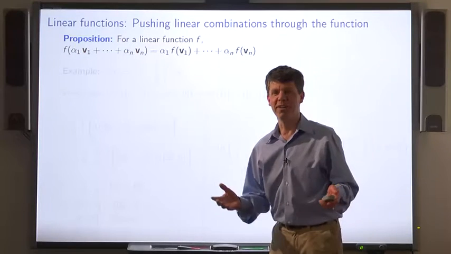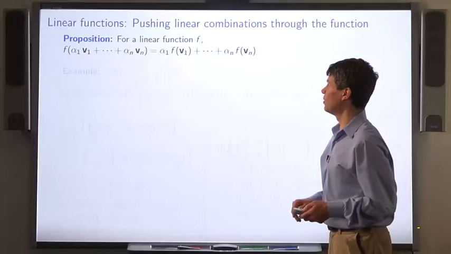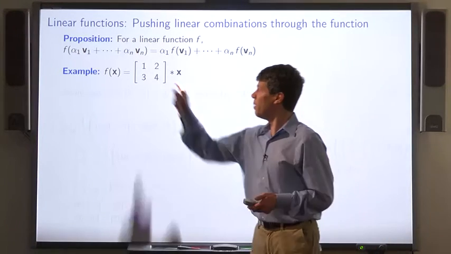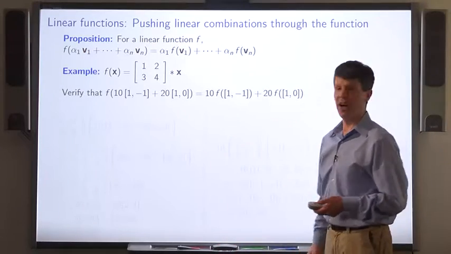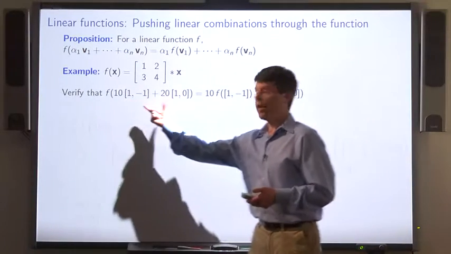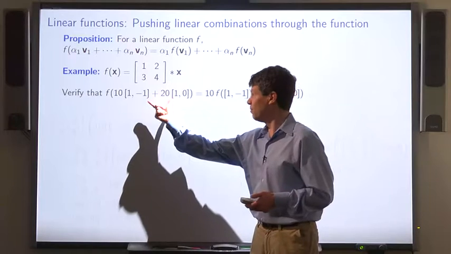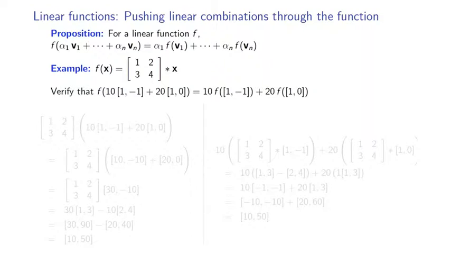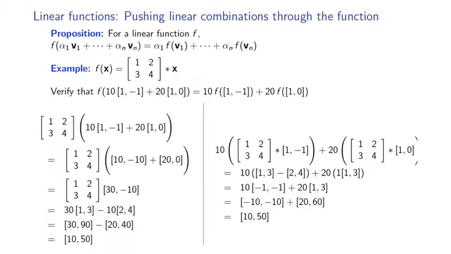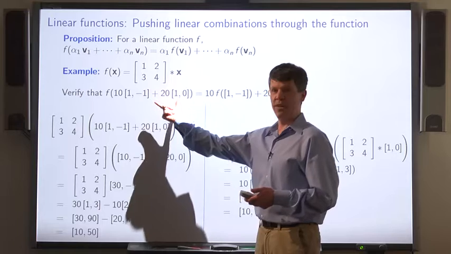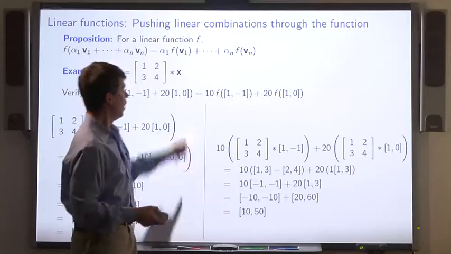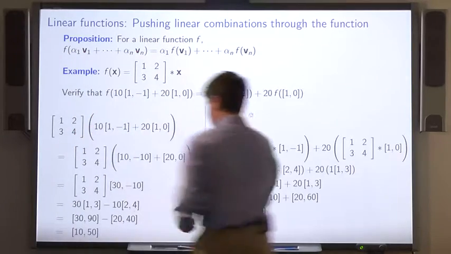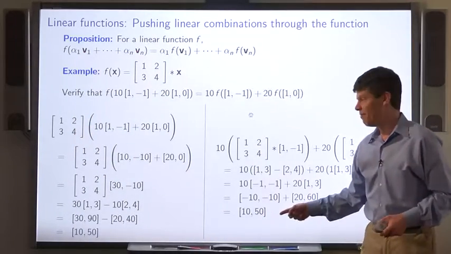Here's a quick example of pushing through the linear combination. We'll take the function to be matrix vector multiplication, where this is the matrix. Let's verify that f applied to the linear combination is the linear combination of the values of f. On the left, I've derived the value of this directly, and on the right, I've derived the value of this directly, and they turn out to have the same value.